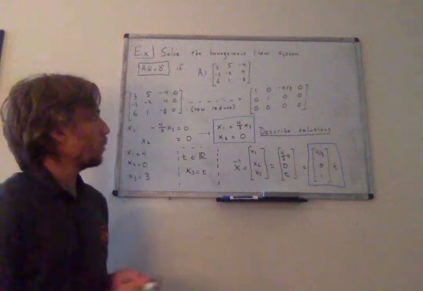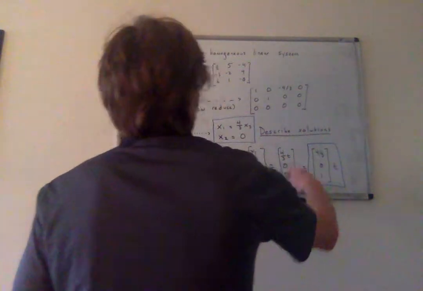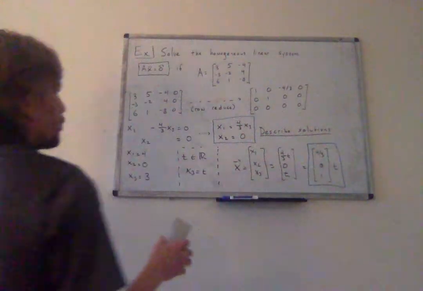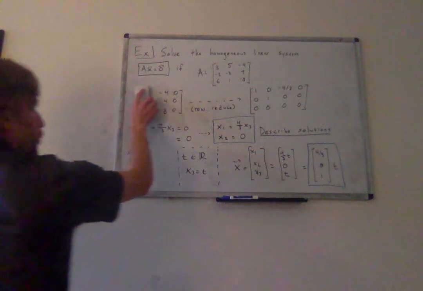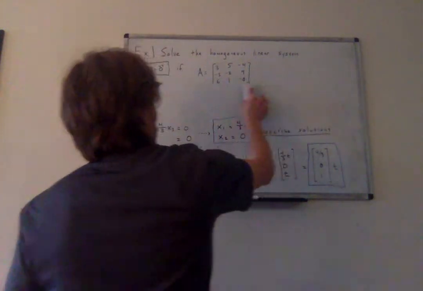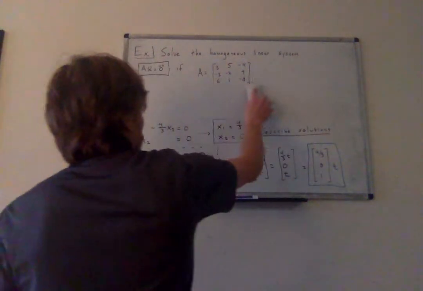I will write this a little more formally because there are a few more things I want to say about this type of solution. So what I'm going to do is erase this pretend matrix row reduction work.